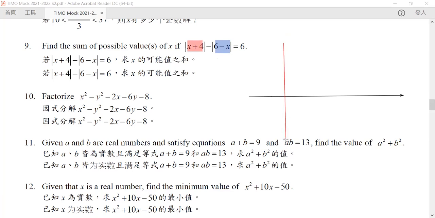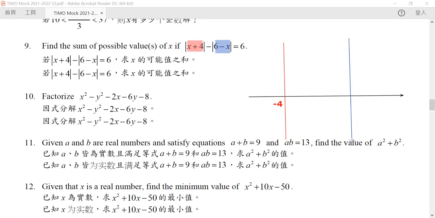This line is for the number of our -4. Because for whatever number which is less than -4, the red part will be a negative number. So its real value will be -x minus 4 instead of x plus 4. You need to put a negative sign in it. Now, another important number is our 6.